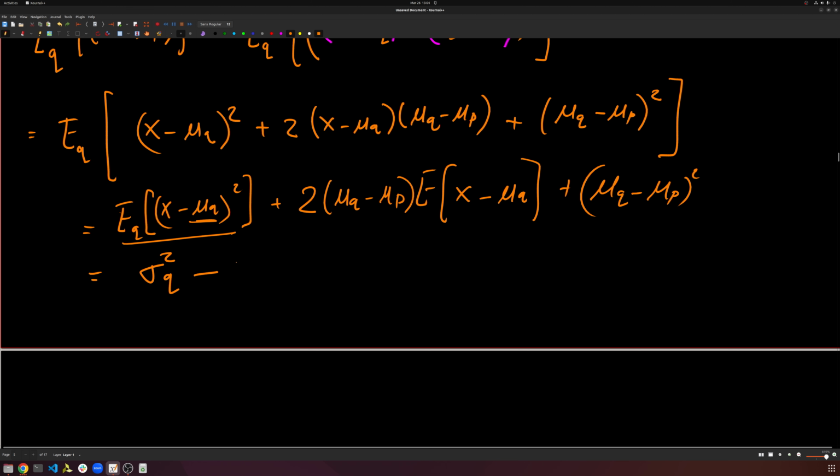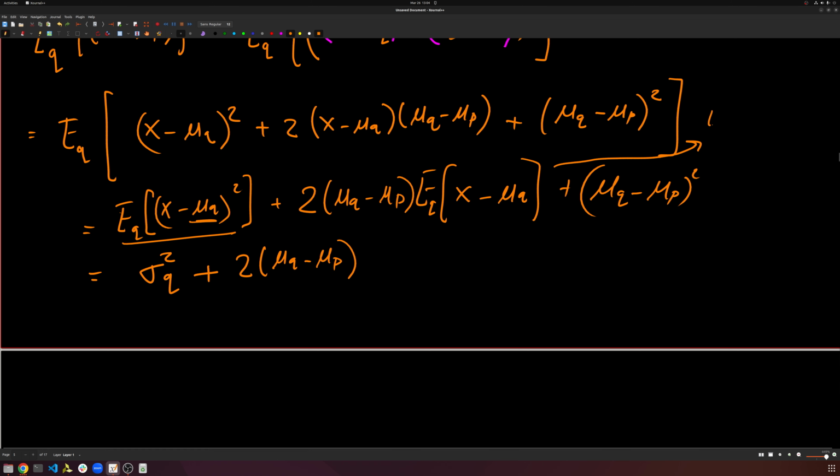Minus, again, this is 2 times mu q, or sorry, not minus, plus mu q minus mu p. Now, what's the expectation of q of x minus mu q? Well, isn't this just the expectation q of x minus mu q, right? We can just distribute it out that way because mu q is a constant, right? So expectation of a constant is, again, just a constant. And the expectation q of x is just mu q. Well, we just did mu q minus mu q, which is just 0, which means this term here is 0.